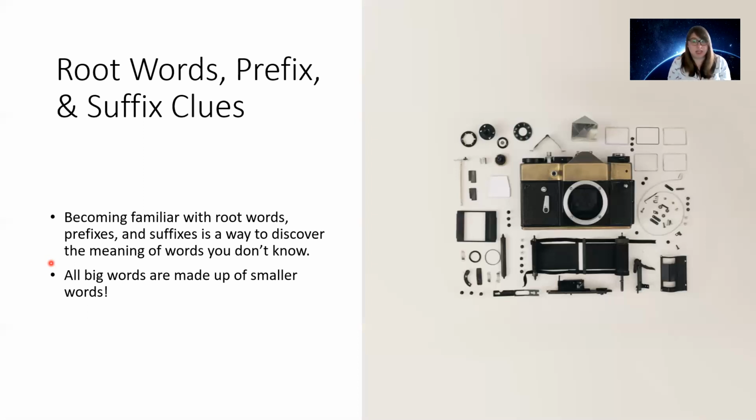So we don't want to be intimidated when we see a big word. We just want to say to ourselves, how can I make this something that I understand? How can I break this into things that make sense to me? And really, the way to do this is by identifying our root words, prefixes, and suffixes. So that's what we're going to practice.